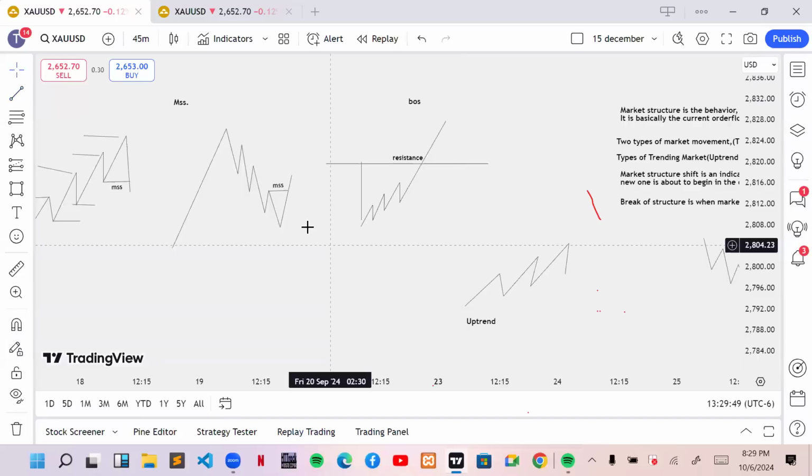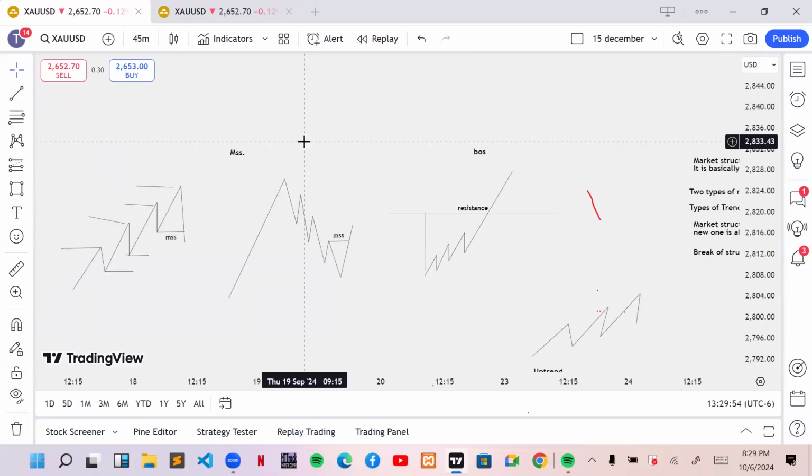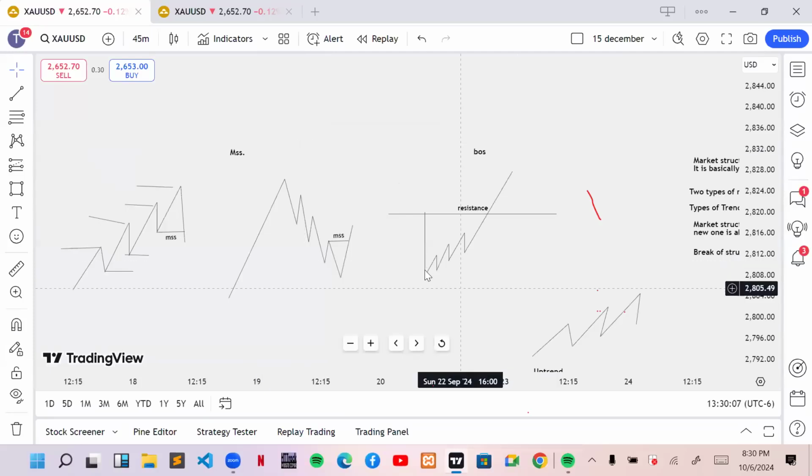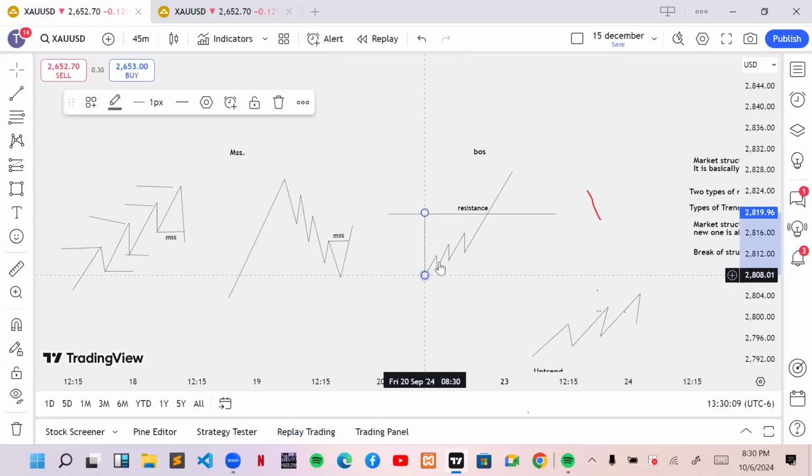So for market structure shifts, there's an indication that price is about to change direction to the opposite side. But in break of structure, a key level is broken in the market, and the market is still going to remain in the same trend it was on before. For this particular trade, it was on an uptrend, and you can see higher highs and higher lows.